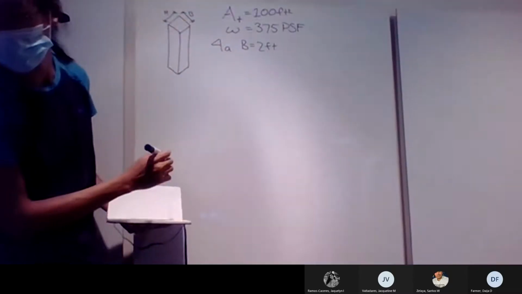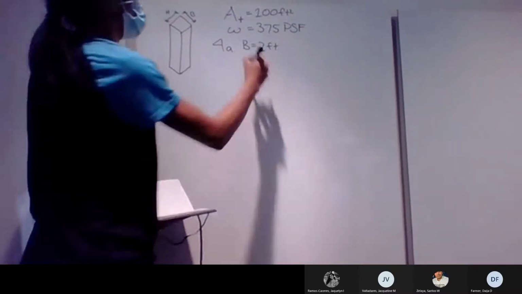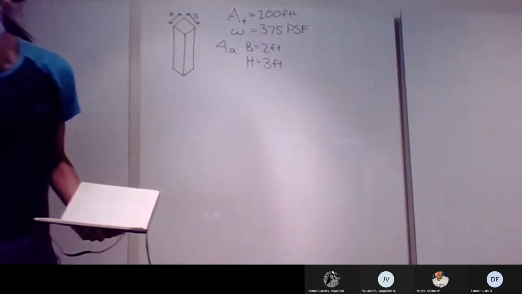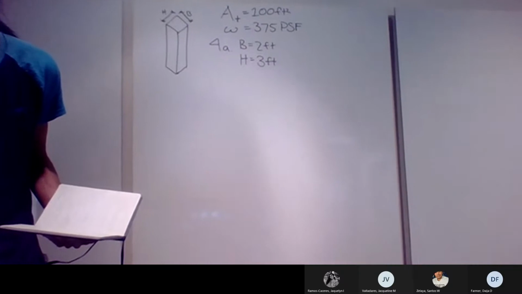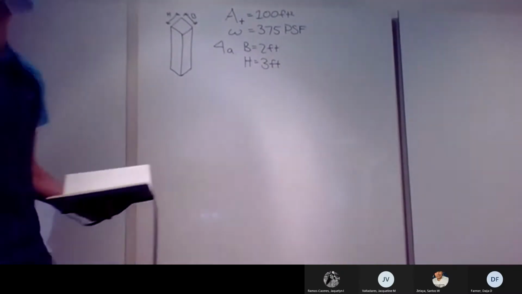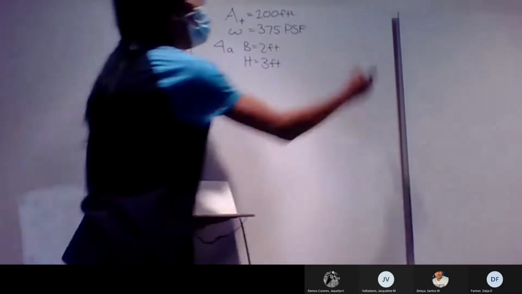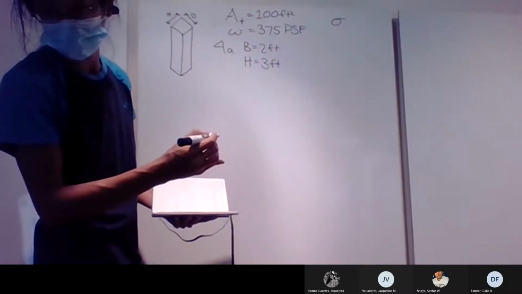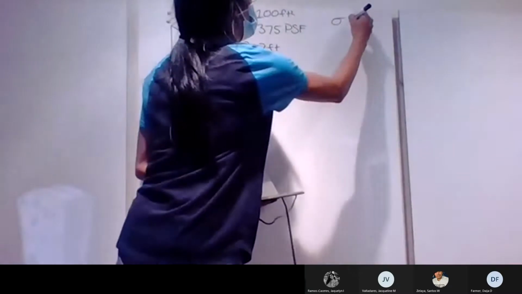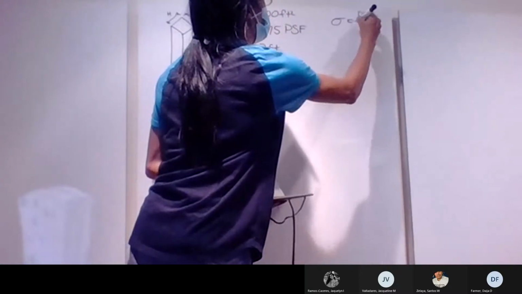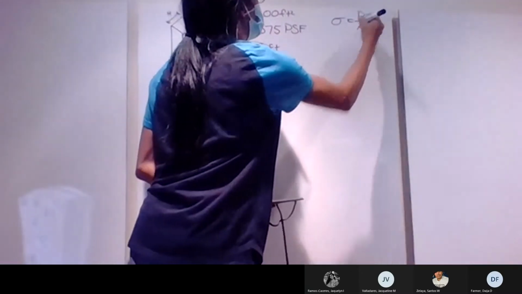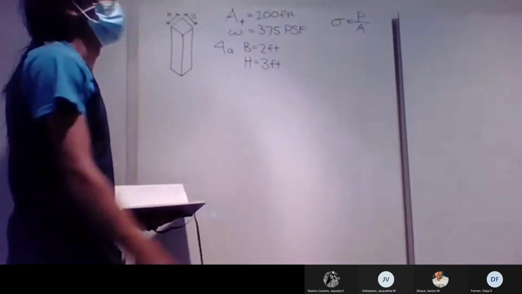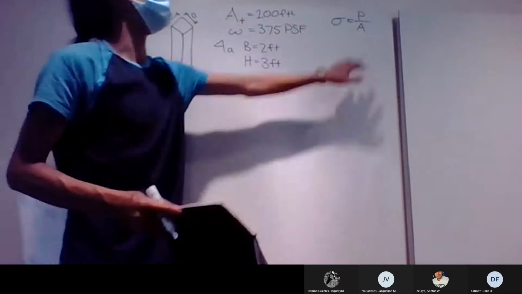So the base is 2 feet long, and the height is 3 feet. Now, we want to calculate axial stress. The formula for axial stress is sigma equals axial load over area. So sigma is for stress, then we have the axial load, and then we have the area.